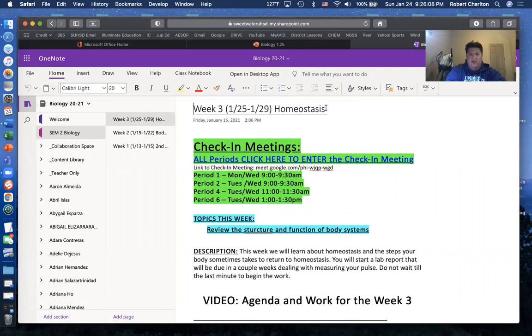We're going to learn about something called homeostasis, which basically is how your body works to keep itself not too hot, not too cold, not too dried out, not too much water, not too much sugar, like keep everything in balance. And that's what homeostasis is, the balance between everything. And so your body has to work to maintain that balance. And so we're going to talk about that this week.